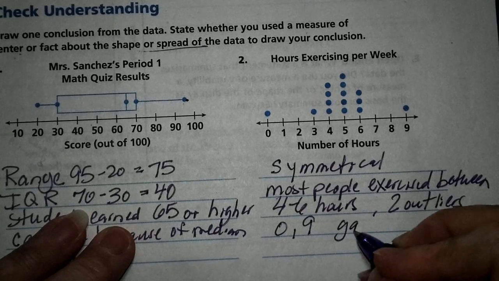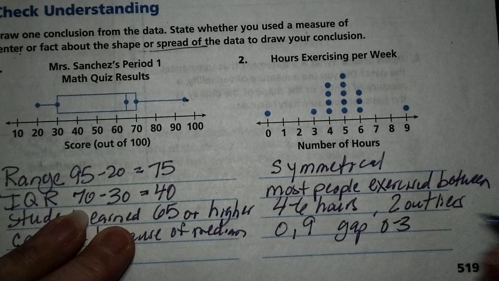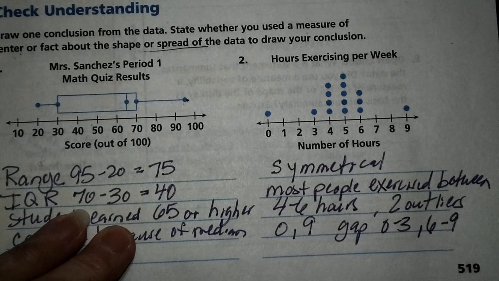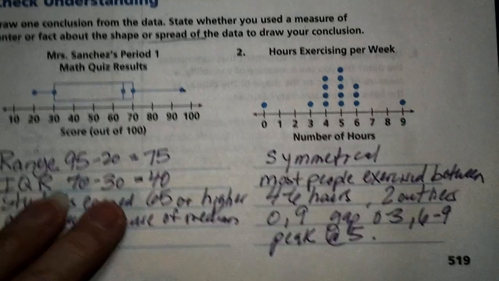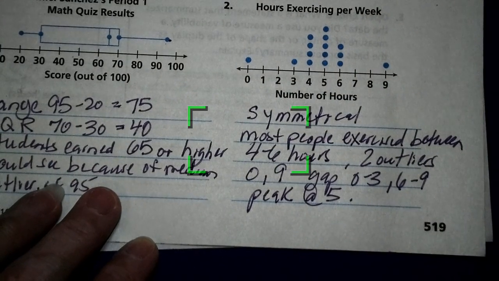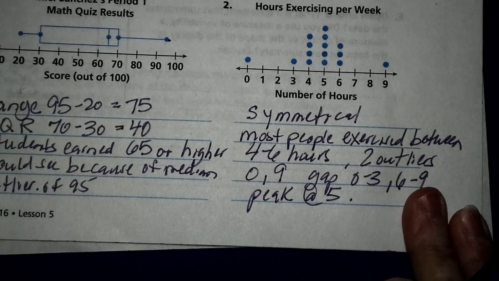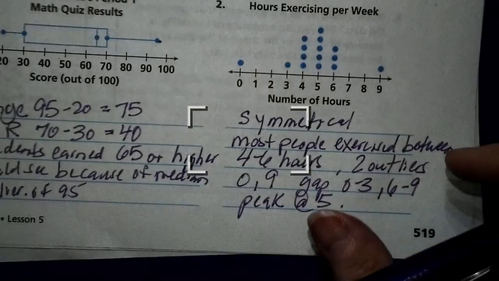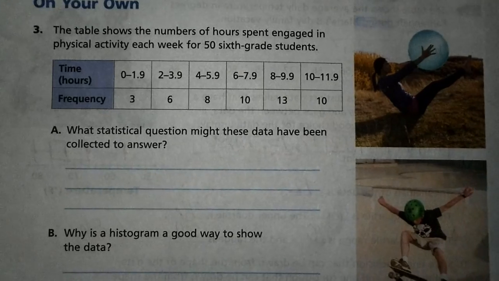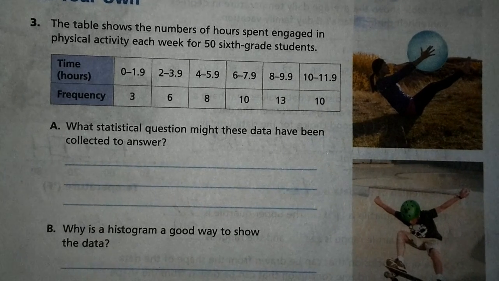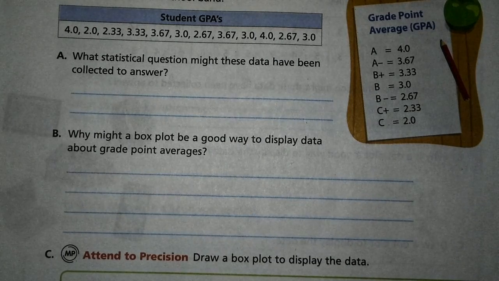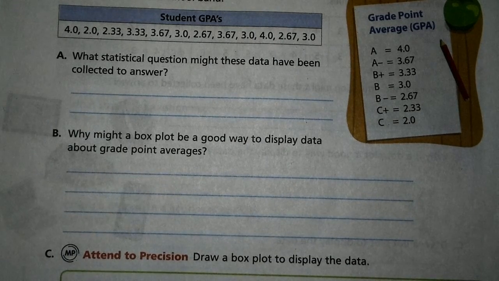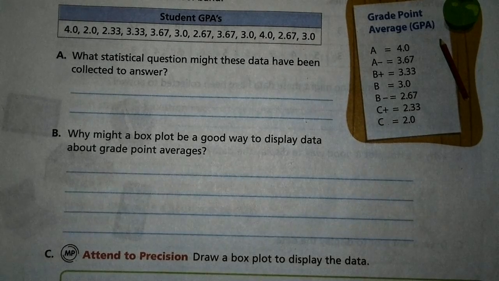We could describe gaps, right? There's a gap between 0 and 3 and between 6 and 9. We can even say there is a peak at 5. So there's quite a few things that we could say about that dot plot. Okay? All right, so that is that. What I want you guys to do is only do the On Your Own number 3 and 4. And I am going to go over number 5 with you so that you can just put answers in the On Your Own program.